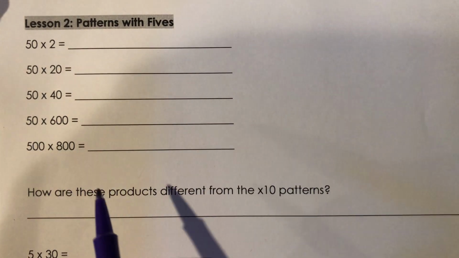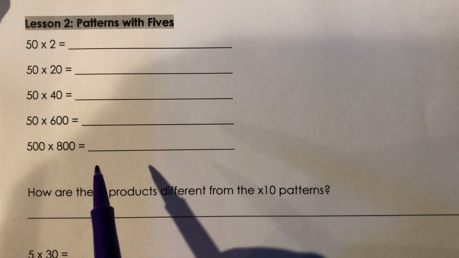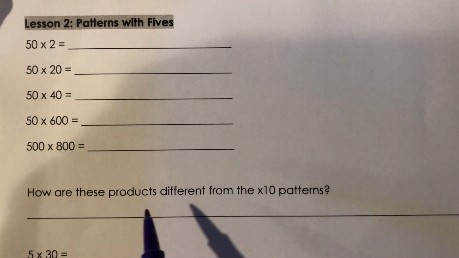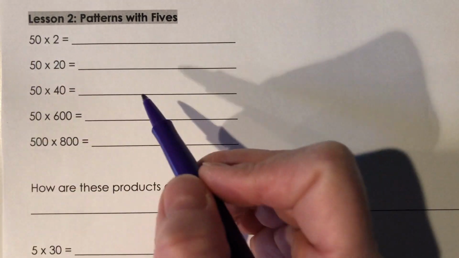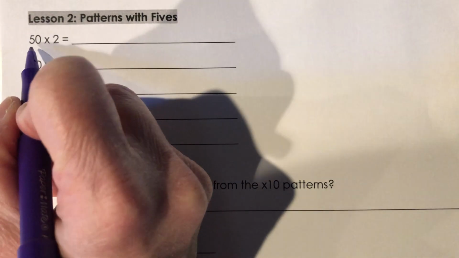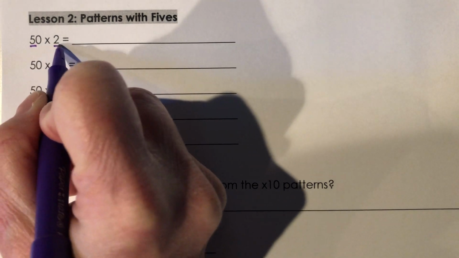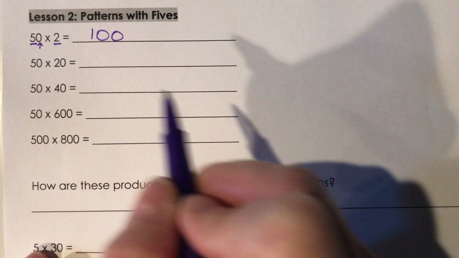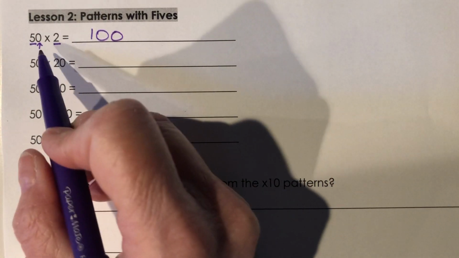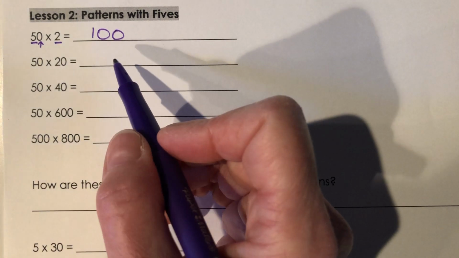So let's solve these out using the strategy that you learned from lesson 1, and then we'll talk about the difference that you see. So first off, with 50 times 2, I notice, hey, 50 is a multiple of 10. It ends in 0. That means I can multiply my non-zero digits. 5 times 2 is 10. And then place my 0 in after. So 50 times 2 is 100. And yes, 50 plus 50 is 100, so we know that's true.